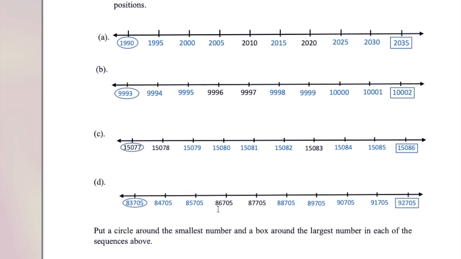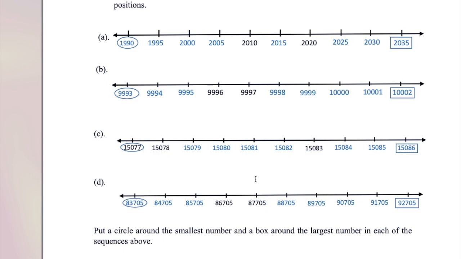And in the D part, two numbers are given. This is 86,705 and next is 87,705. So what is the gap? A thousand gap. So the previous numbers will be 85,705, 84,705 and 83,705. I hope you understand.